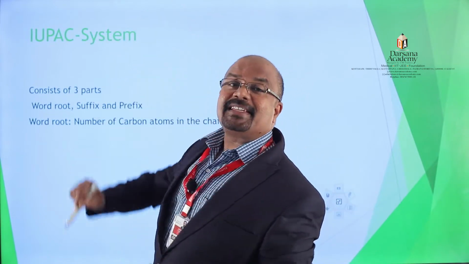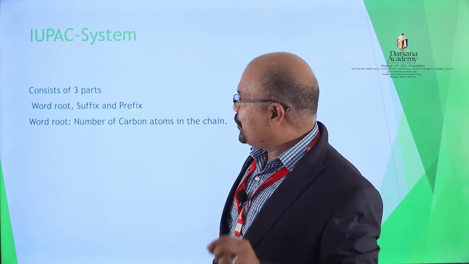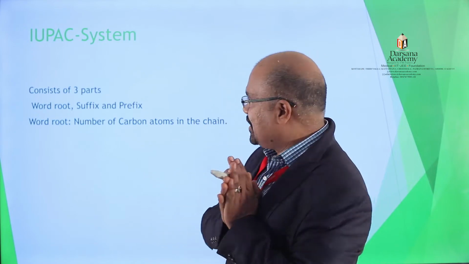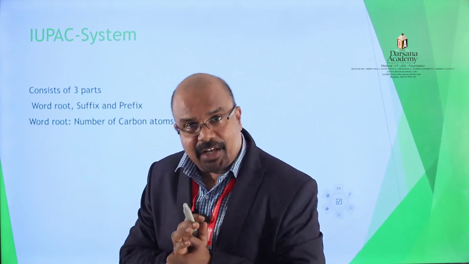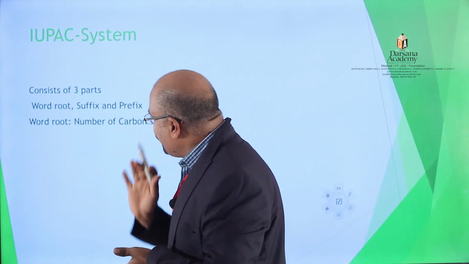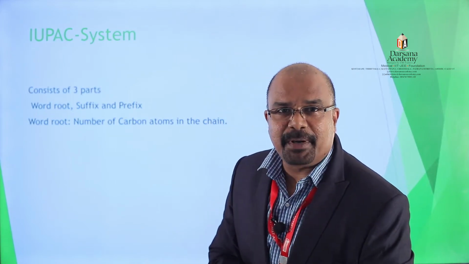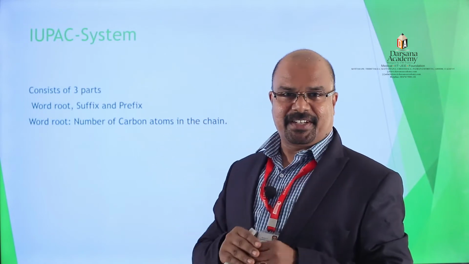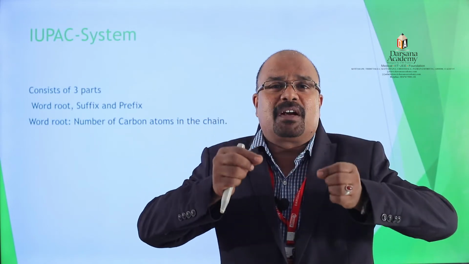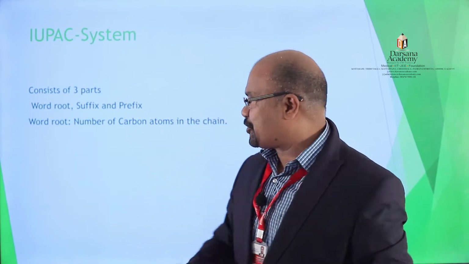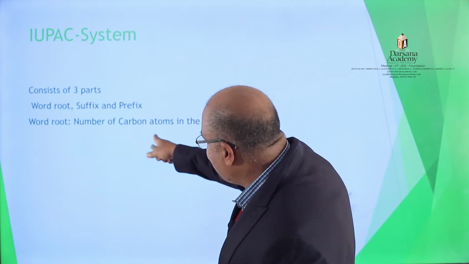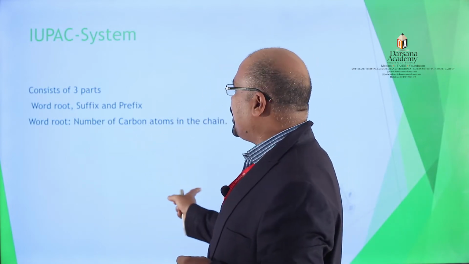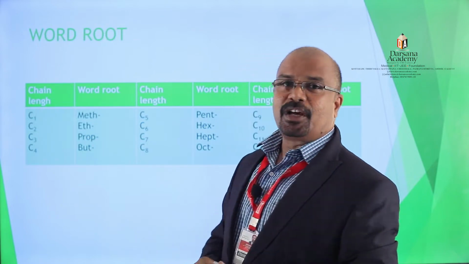See, the IUPAC system consists of three essential parts. The first one is word root, the second is suffix, and the third one is prefix. The word root indicates the number of carbon atoms present in that particular compound, that is, the number of carbon atoms in the chain. That shows the root word.